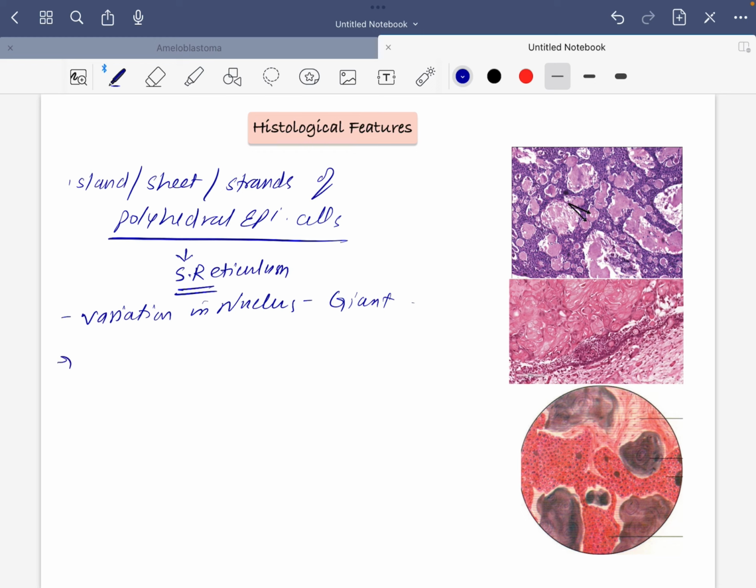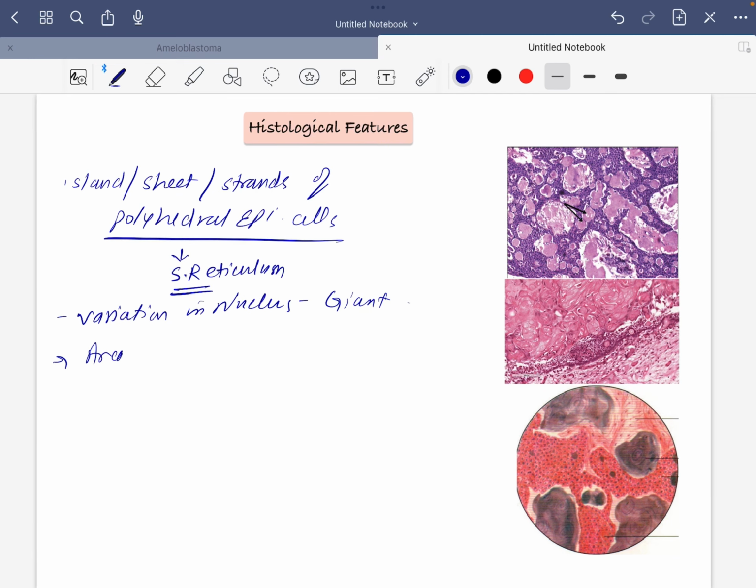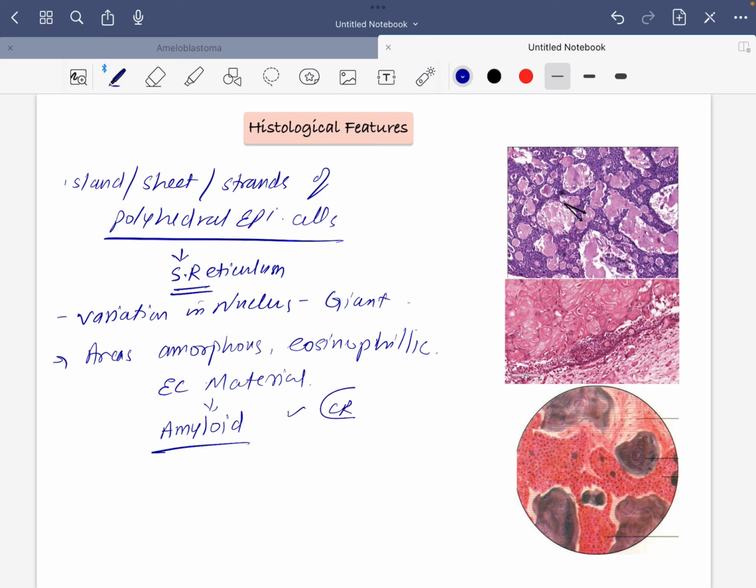The very distinct feature histologically is that there are areas of amorphous eosinophilic extracellular material. And which material is this? Which material shows amorphous eosinophilic extracellular material? It's amyloid. Yes, it will react to Congo red. How do we diagnose amyloidosis? With Congo red staining.